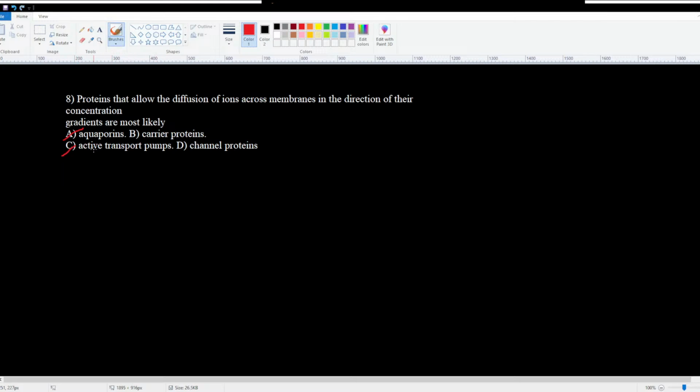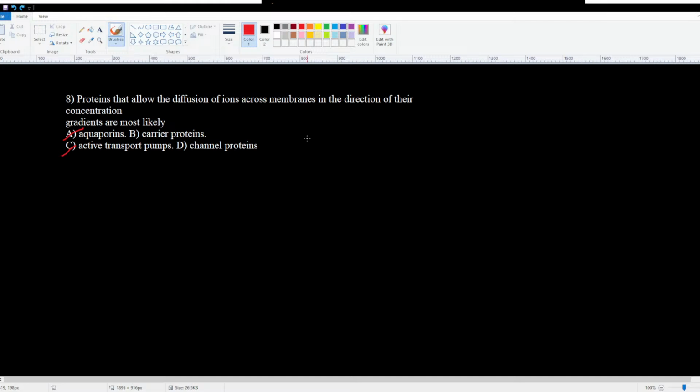We can also eliminate active transport pumps because we're talking about the diffusion of ions in the direction of the concentration gradient. Active transport would be against. That leaves carrier proteins and channel proteins. The difference between carrier versus channel is kind of confusing because both of these work with the concentration gradient, right? So then it starts to get confusing. So what does this mean?